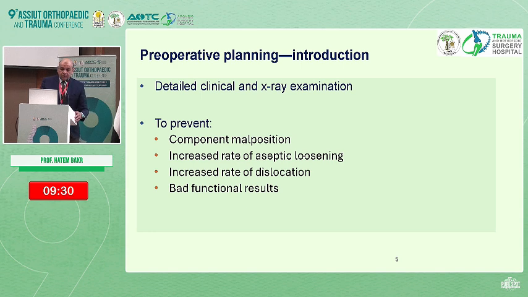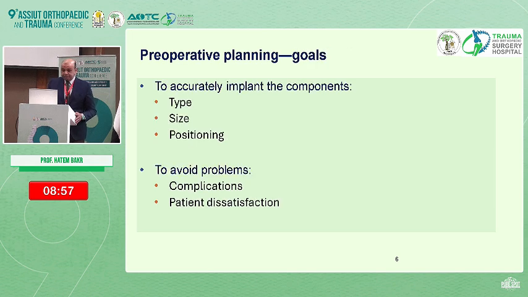So the pre-operative planning includes a plain X-ray. So please, when the patient comes with an MRI, with a CT, you have to do a plain X-ray. Why? To prevent the component malposition. As we know, we have two components in the hip, the acetabular component and the femoral component. Malposition increases the rate of aseptic loosening, increases the rate of dislocation, and gives a bad functional result. If we don't do a plain X-ray and we don't do any templating, we will have such drastic effects.